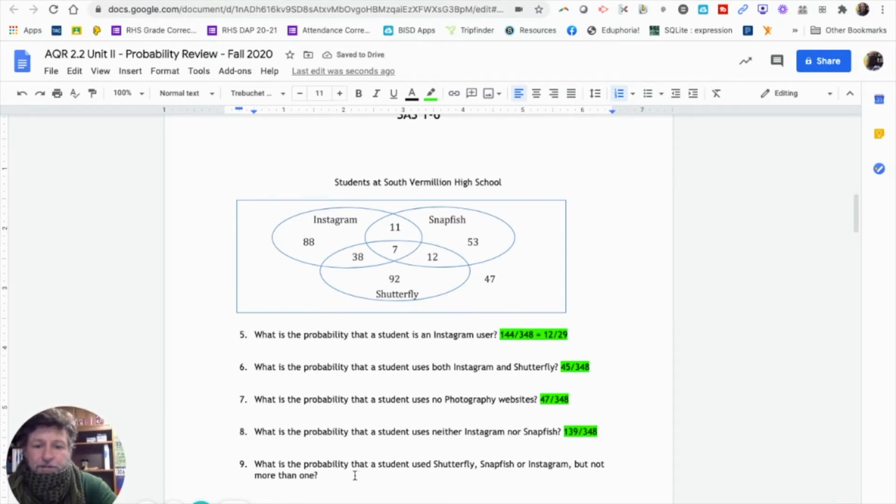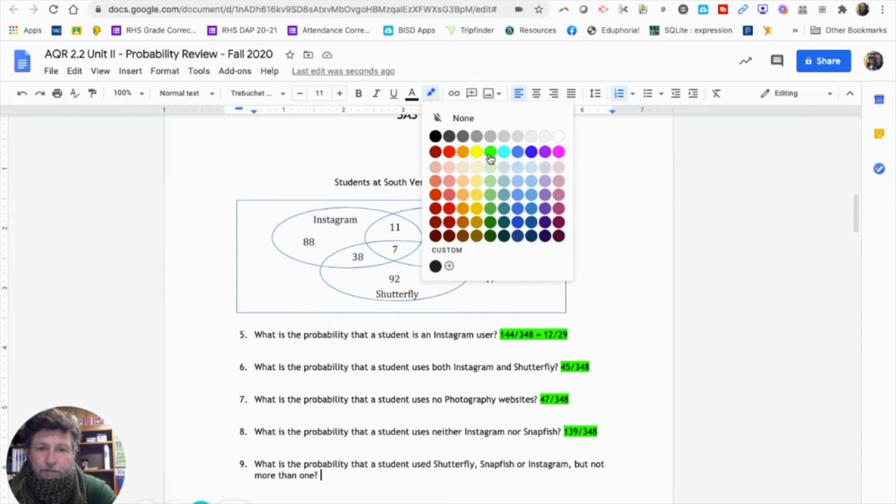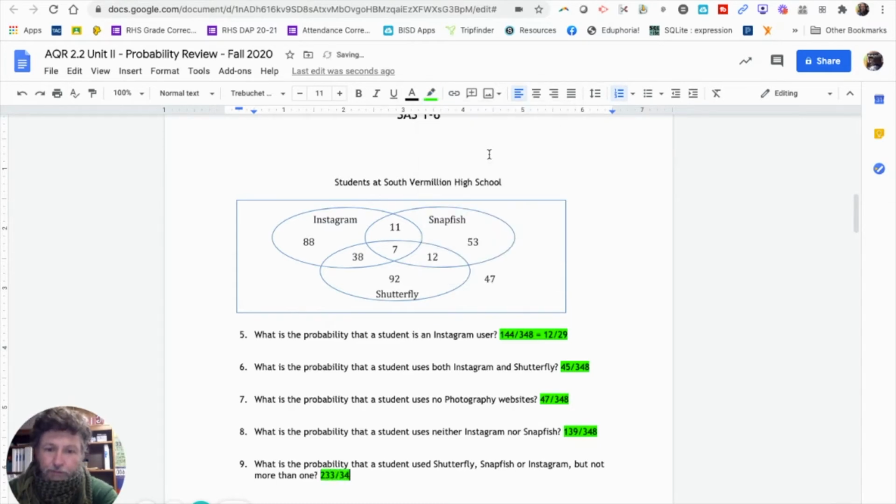What is the probability that the student used Shutterfly, Snapfish, or Instagram, but not more than one? Okay. So in other words, they used only one of the services and not any of the others. So we have to add only the ones that are inside the circles, but not inside any of the intersections, and definitely not the one that's outside. So it's 92 plus 88 plus 53 over 348. So that is 233 over 348.